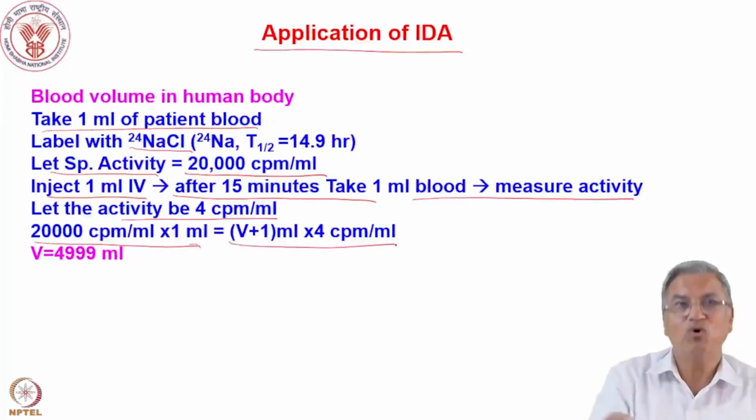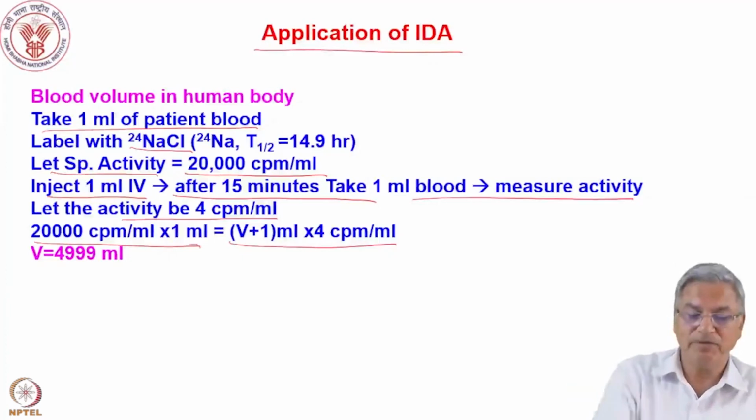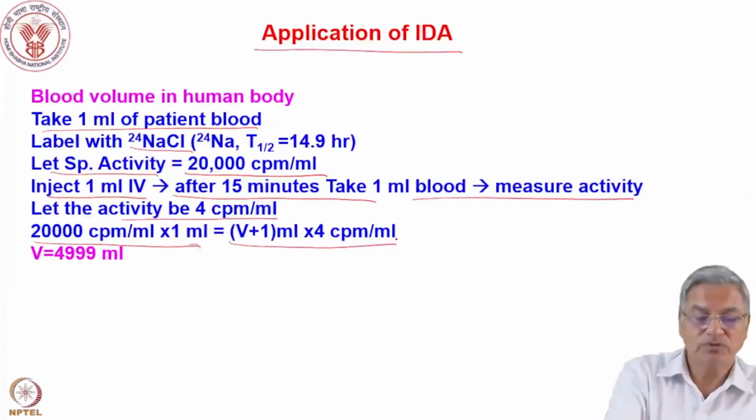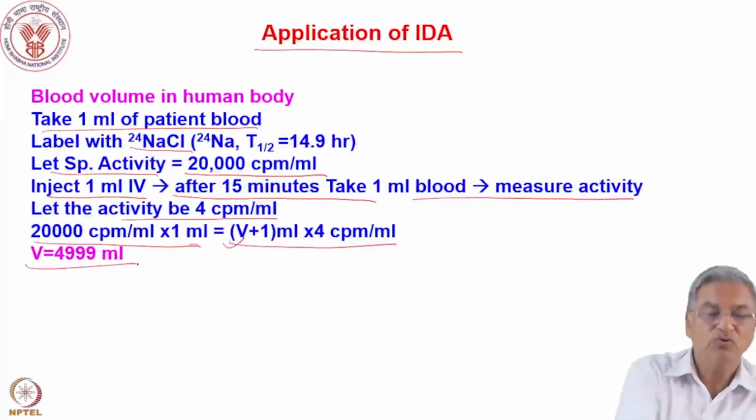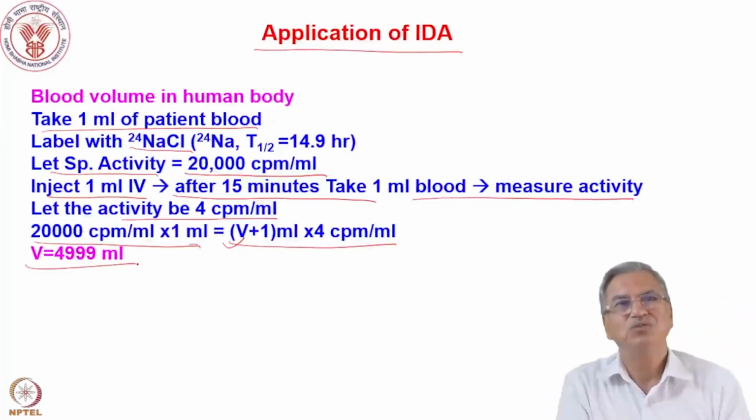And finally, the volume of the blood in the human body is not known. So V plus the 1 ml we added, (V plus 1 ml) into 4 CPM per ml. And you can find out that V is equal to 5,000 ml. So this is the total volume.